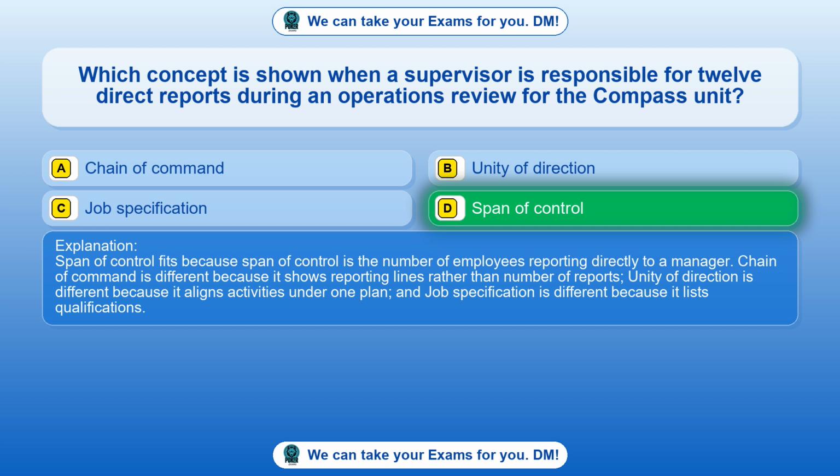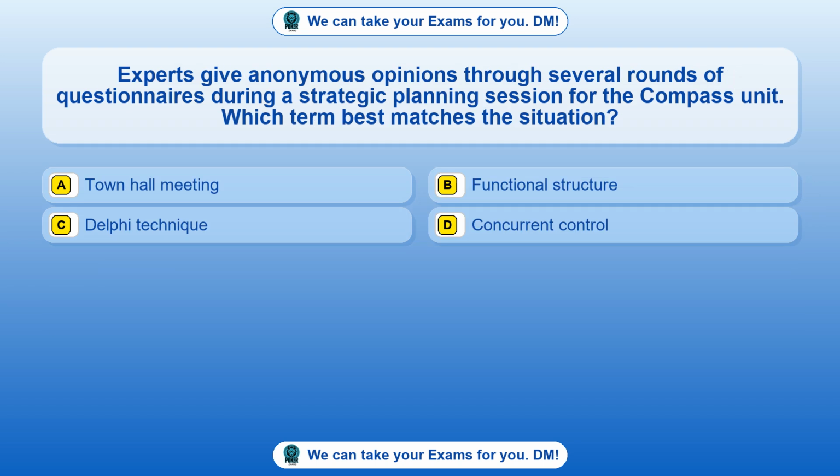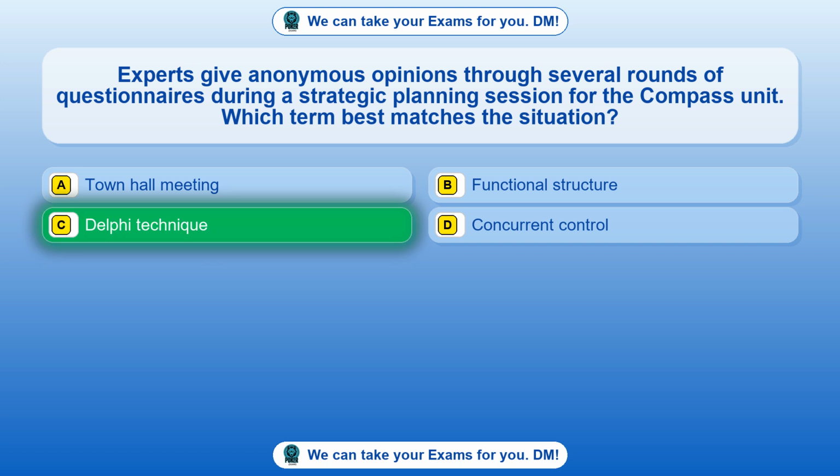Question 86. Experts give anonymous opinions through several rounds of questionnaires during a strategic planning session for the Compass unit. Which term best matches the situation? Option A, town hall meeting. Option B, functional structure. Option C, Delphi technique. Option D, concurrent control. The correct answer is option C, Delphi technique.